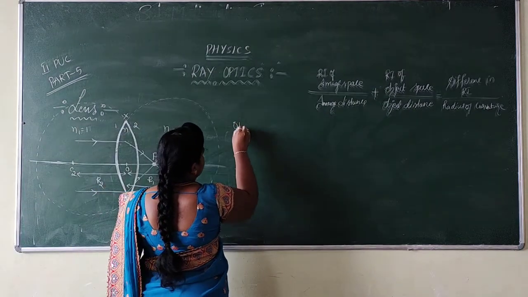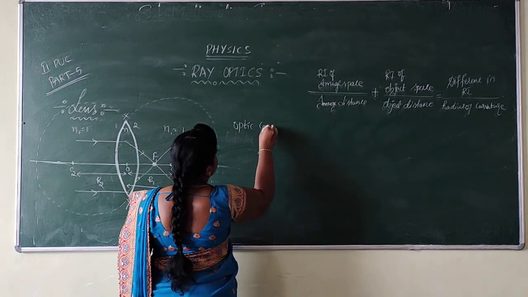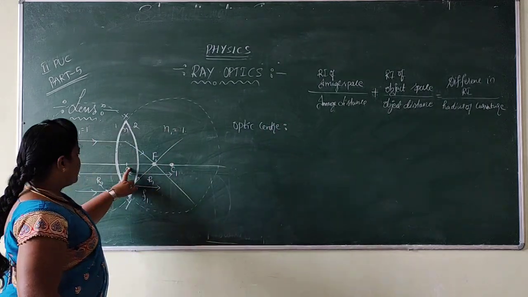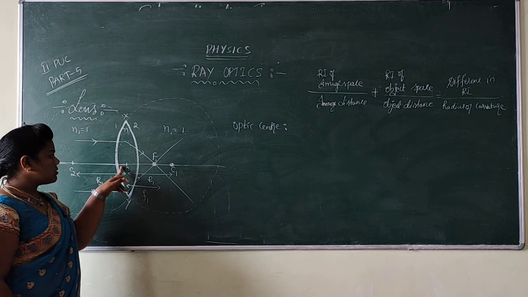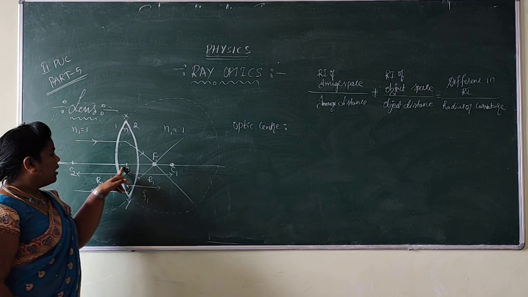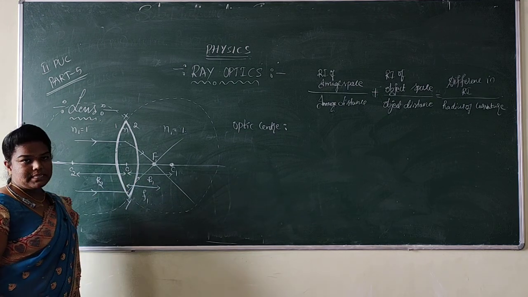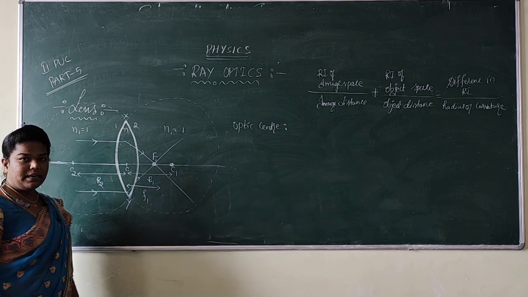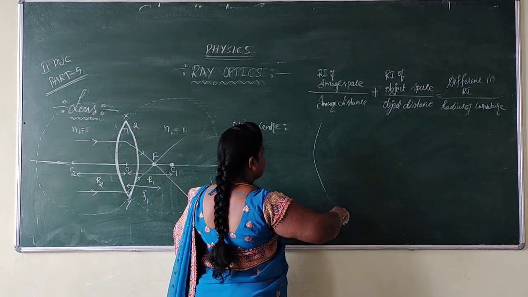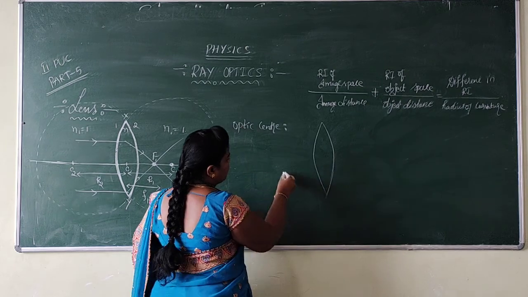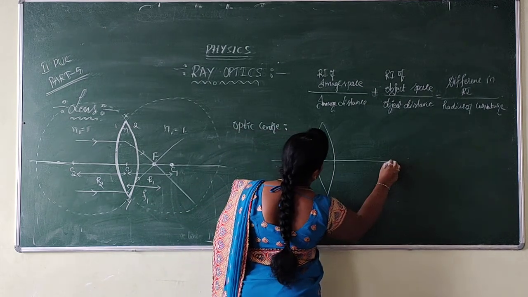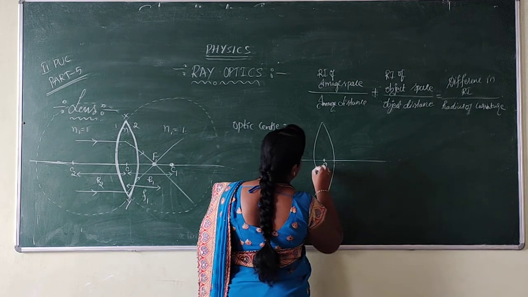What is optic center? Optic center is a point that lies inside the lens on the principal axis. This is a simple definition, and it is a right definition, but how to define it in a peculiar way? I will just show you here. This is said to be the optic center.